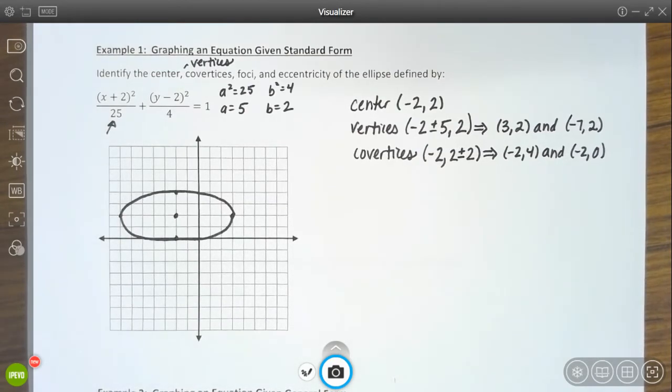Now, truly, the ellipse is generated by these 2 points called our foci. And the 2 foci are our fixed points that are really determining the outer shape of my ellipse. So we're going to find those foci as well. And our foci are always what we call c units away from our center, and they lie on our major axis. So we're going to use our formula to find our value for c. And our formula is c squared equals a squared minus b squared.